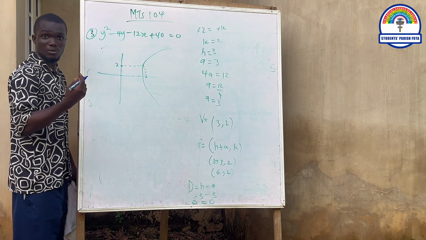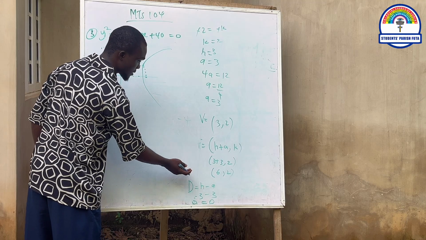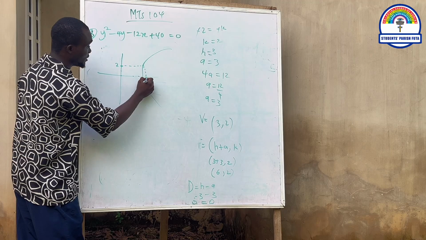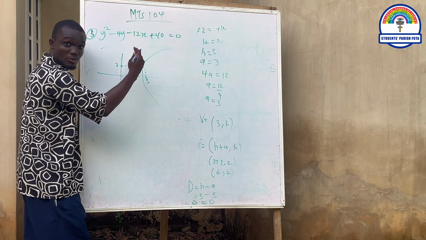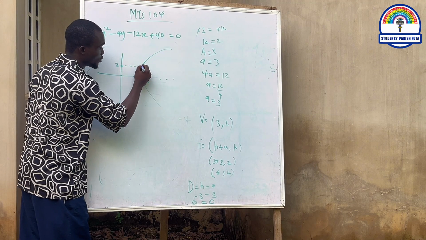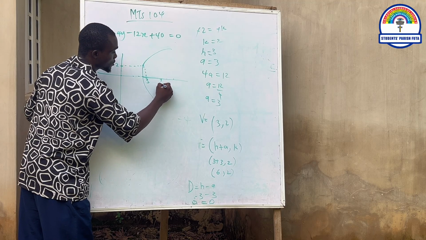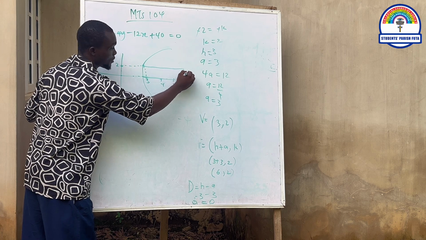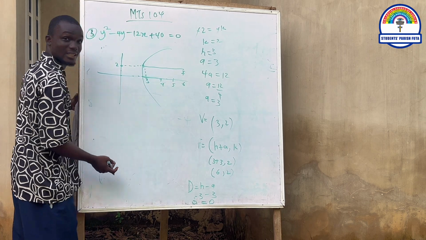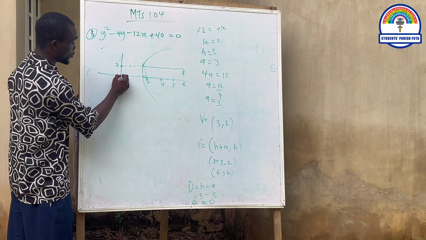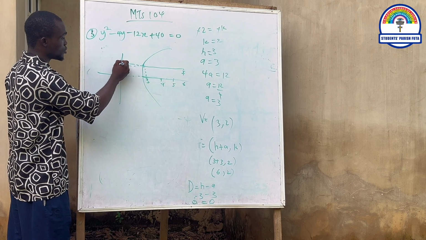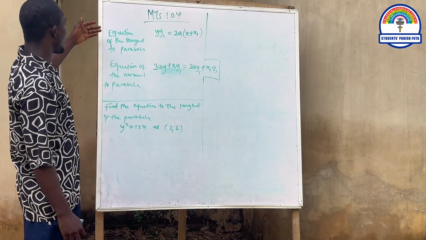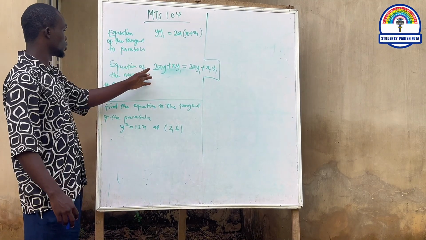To get our focus, our focus is (6, 2). This is 3, so we are moving 3 steps forward: 3, 4, 5, 6. So our focus will be somewhere here. Now for our directrix, it is 0. So our directrix will be somewhere here. That's the directrix, 0.